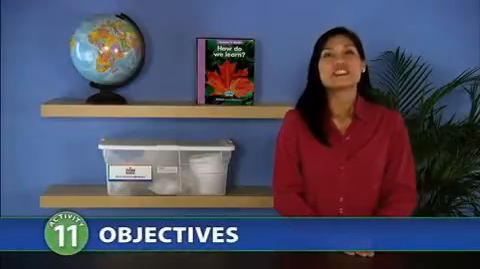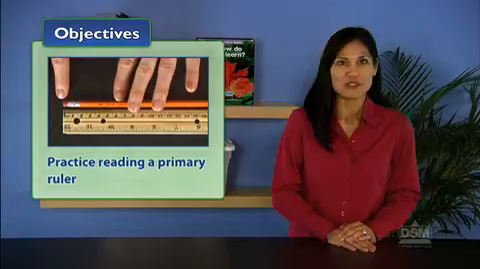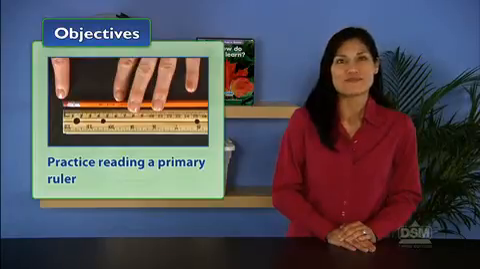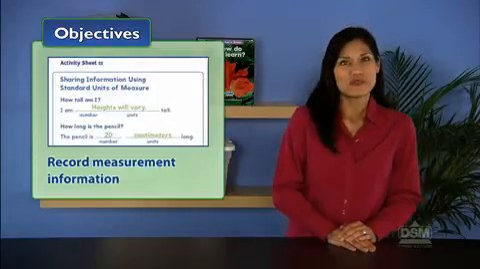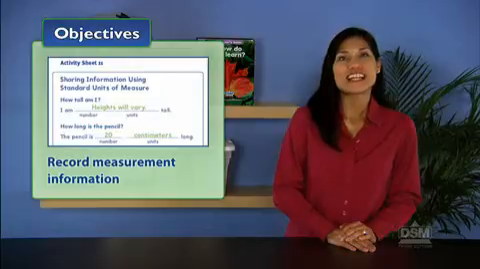In Activity 11, Sharing Information Using Standard Units of Measure, students record their heights in standard units. They first practice reading a primary ruler by measuring classroom objects. Students then record measurement information and share it with teammates and the class. Consistent results in the activity show students the advantage of using standard units of measure.